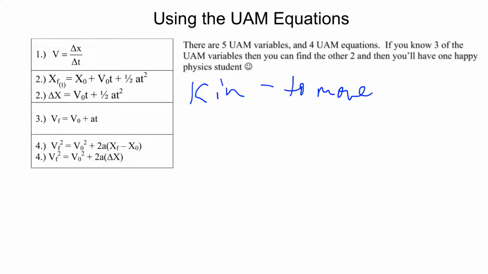If you know any 3 of the UAM variables, then you can solve for the other 2, and you'll be left with one happy physics student. So let's see if we can list the 5 UAM variables. There's acceleration, initial velocity, final velocity, displacement, and time. If you know any 3 of those variables, then you can figure out what the other 2 are. So let's work some practice questions where we use those 4 equations over here to the side and figure out what the missing pieces are.